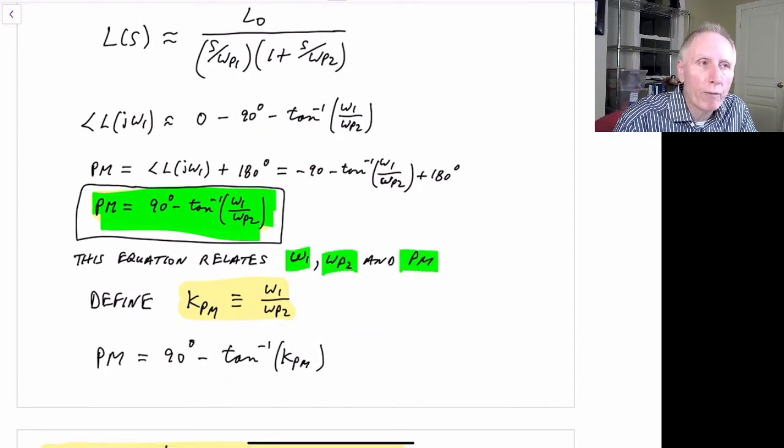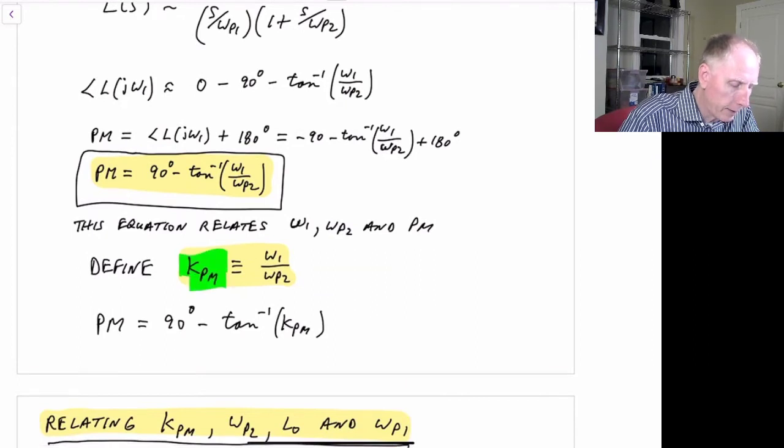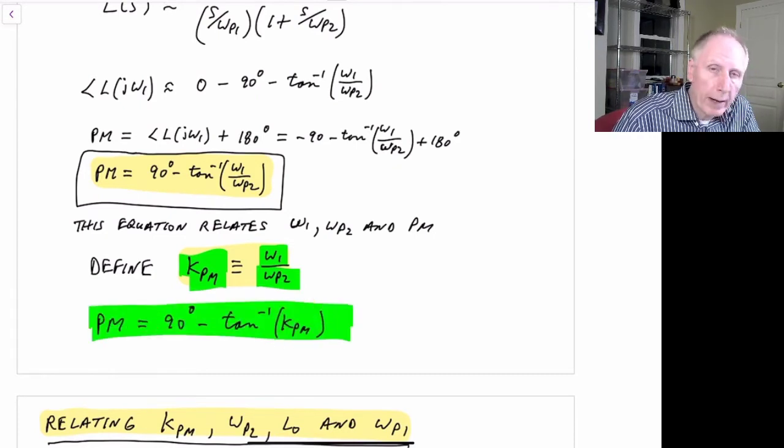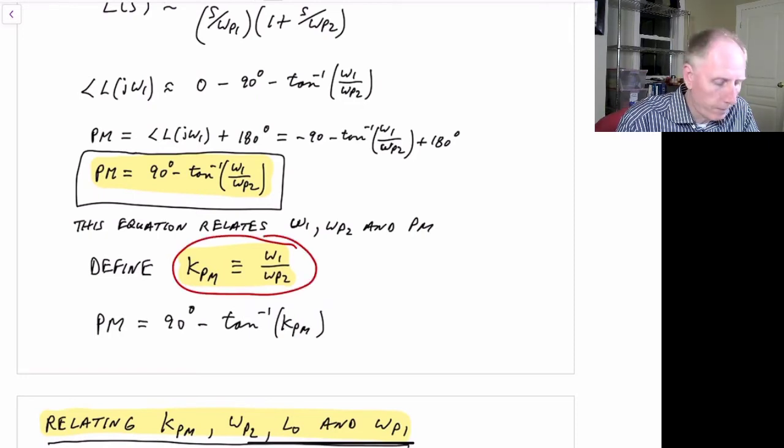So it's just the ratio of how far our non-dominant pole, which is omega p2, is higher than the unity gain frequency for our loop gain, omega 1. Now, it's useful to define a term k sub pm. This is a constant, which is just the ratio of omega 1 relative to omega p2. So we can rewrite the above equation as the phase margin is 90 degrees minus the arctan of k sub pm, where pm stands for phase margin here. The reason we want to define this is that we'll see it is a useful term in our next part, where we want a relationship that now includes omega p1.